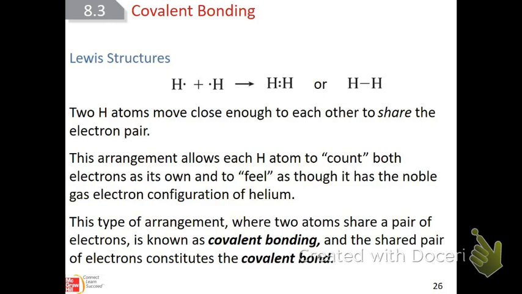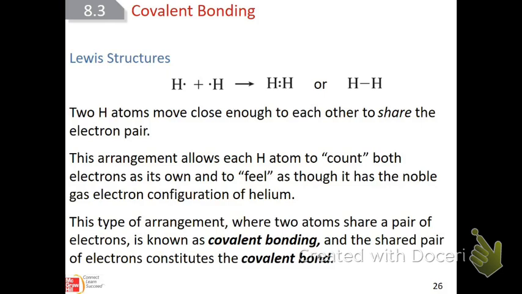So notice what is going on in this particular slide. Two hydrogen atoms move close enough that they're willing to share their electron pair in between them, and thus both of them are feeling the effect of two electrons because it's shared in between. So each one feels like it's got two electrons, like it's isoelectronic with helium. This type of arrangement is called covalent, and the bond they make by sharing this pair of electrons is called a covalent bond.